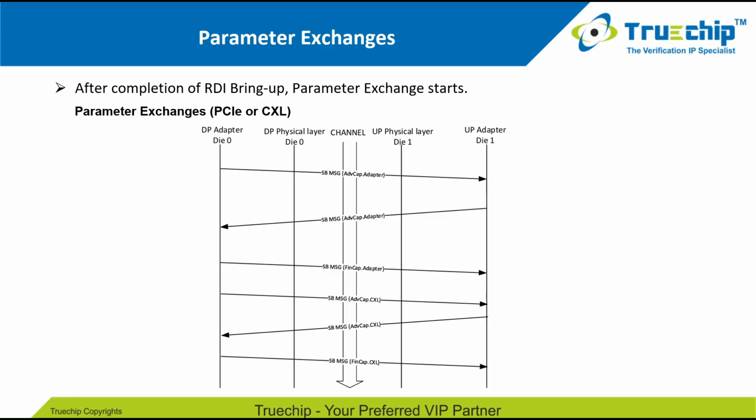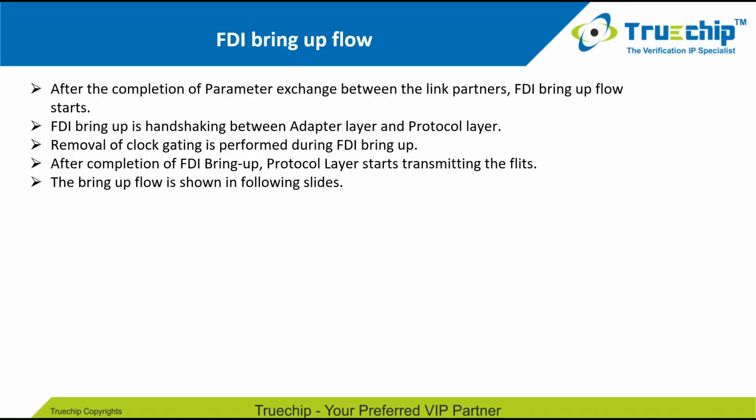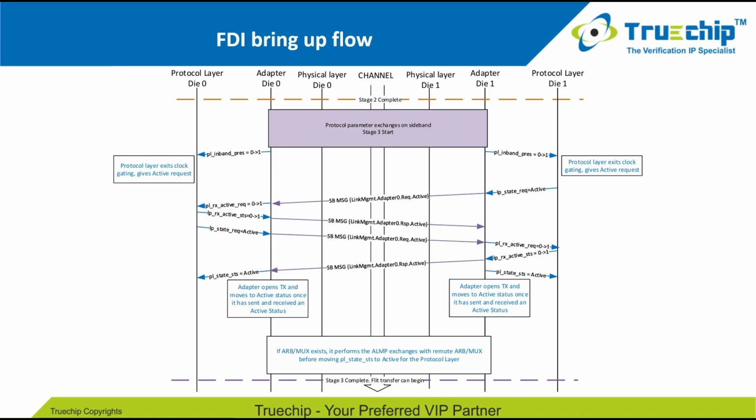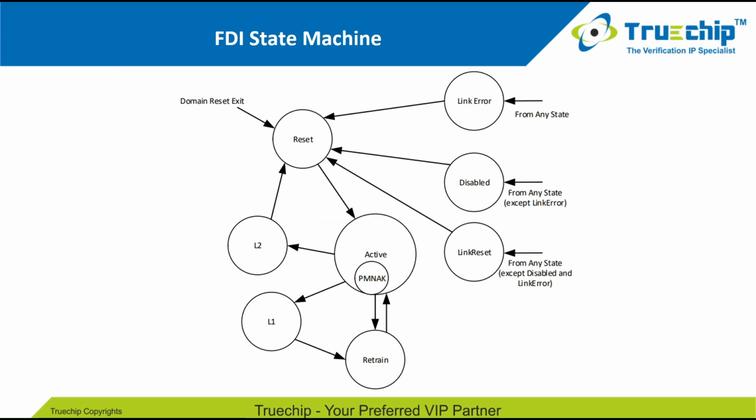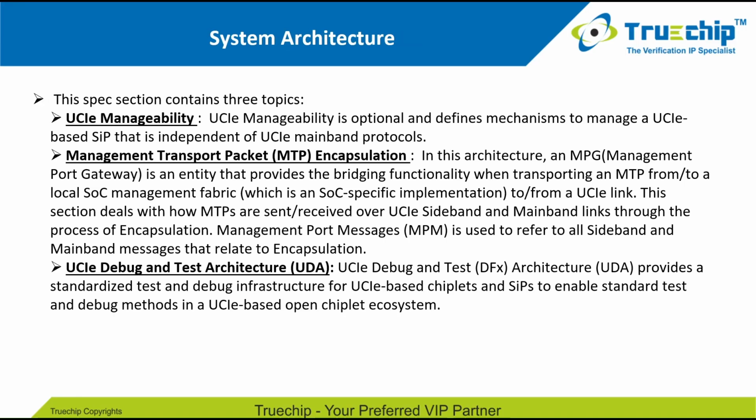And here it is FDI bring up. After RDI bring up is done, then we can move to the FDI bring up. This final handshake occurs between the adapter layer and the protocol layer. It's a very similar flow using sideband messages to get both sides in sync. After this is complete, the protocol layer can finally start sending flits. The state machines for RDI and FDI are shown in these slides. You can see here. Now moving to the system architecture.